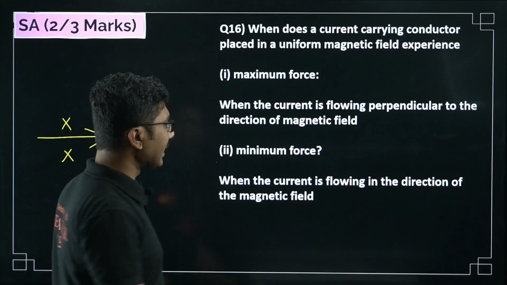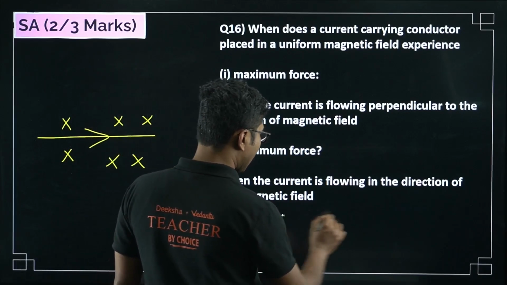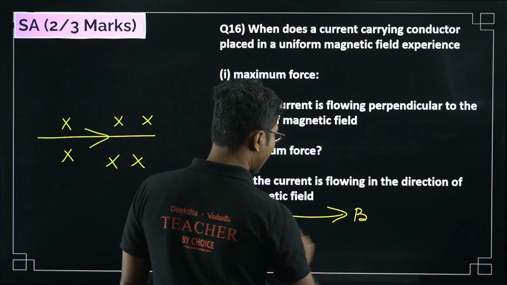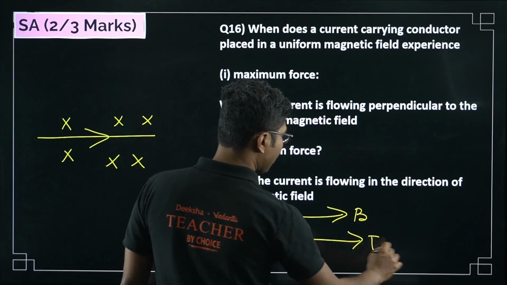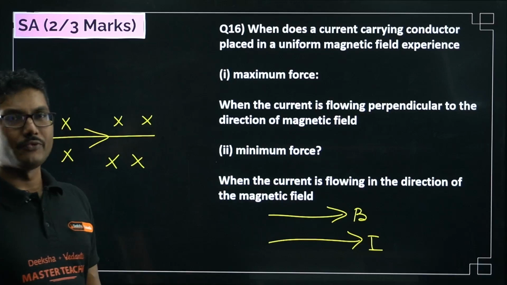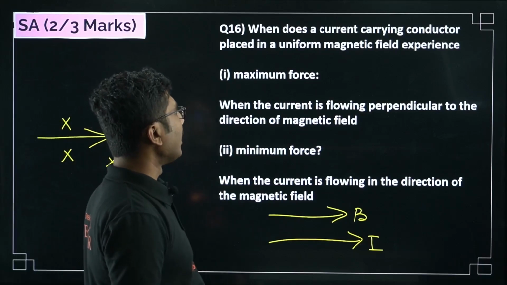Minimum force when the current is flowing in the same direction as the magnetic field. So magnetic field and current both are in the same direction. This will be the minimum force. Okay, next question.